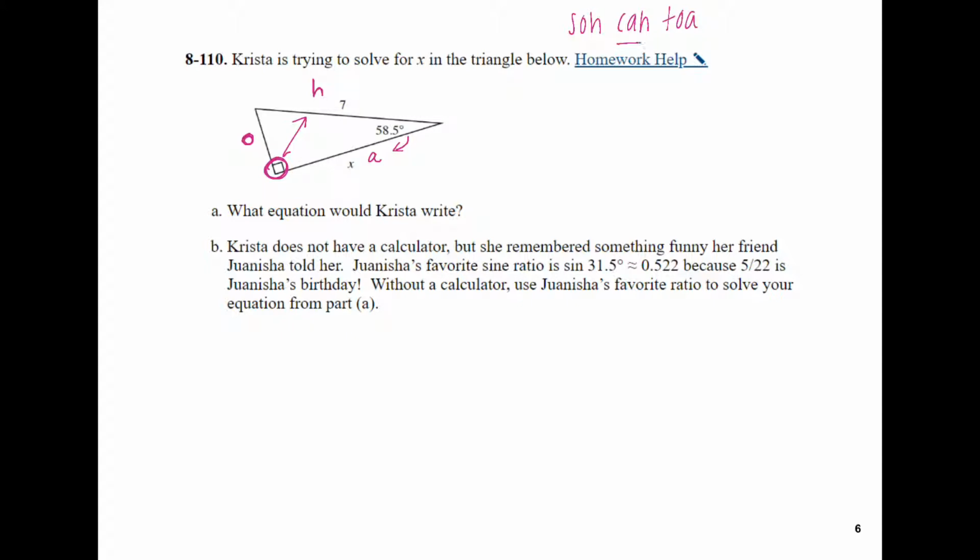and cosine uses the adjacent and the hypotenuse. So if I take the cosine of 58.5 degrees, it equals my adjacent side over my hypotenuse. I then want to use my inverse operations to solve for A. So 7 times the cosine of 58.5 degrees would tell me A is equal to approximately 3.66 units long.